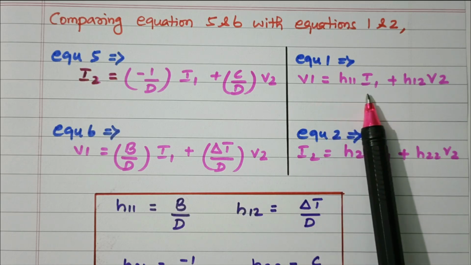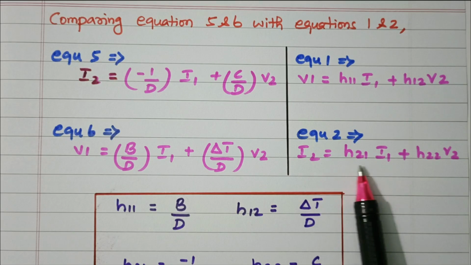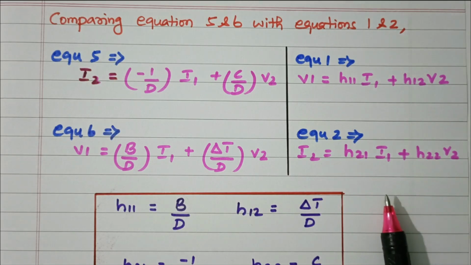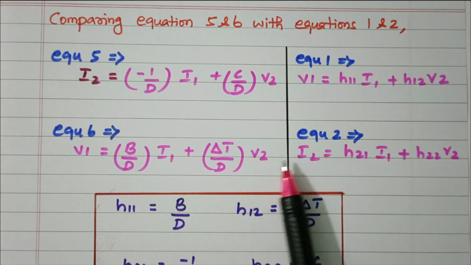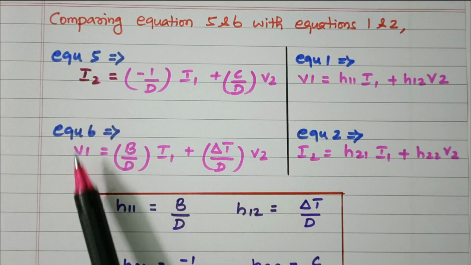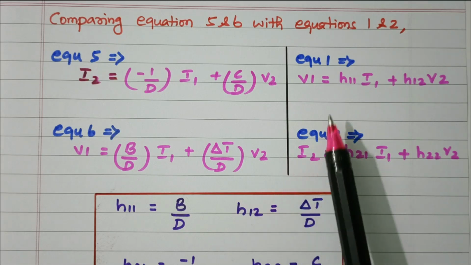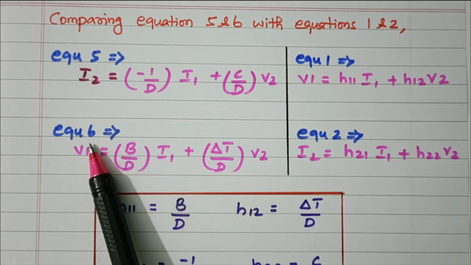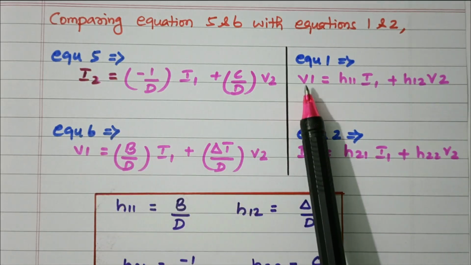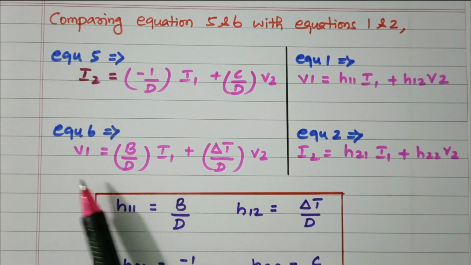V1 equal to H11 I1 plus H12 V2. I2 equal to H21 I1 plus H22 V2. Now we can compare both the equations, because here we have V1 I2, here also V1 I2, so that we can compare the coefficient of this equation. Equation 1 is compared with equation 6 because it is V1. We are going to compare equation 1 and 6 because both are V1.